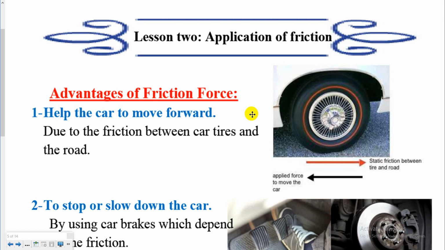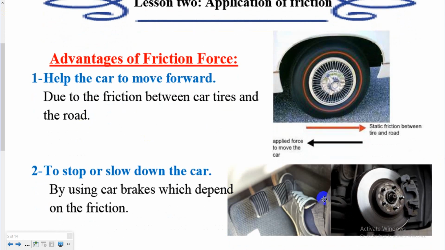Number one, it helps the car to move forward. Why? The car moves forward due to the friction between the car and the road. Number two, to stop or slow down the car. I can stop the car or slow it down by using the car brakes, which depend on the friction. Okay?